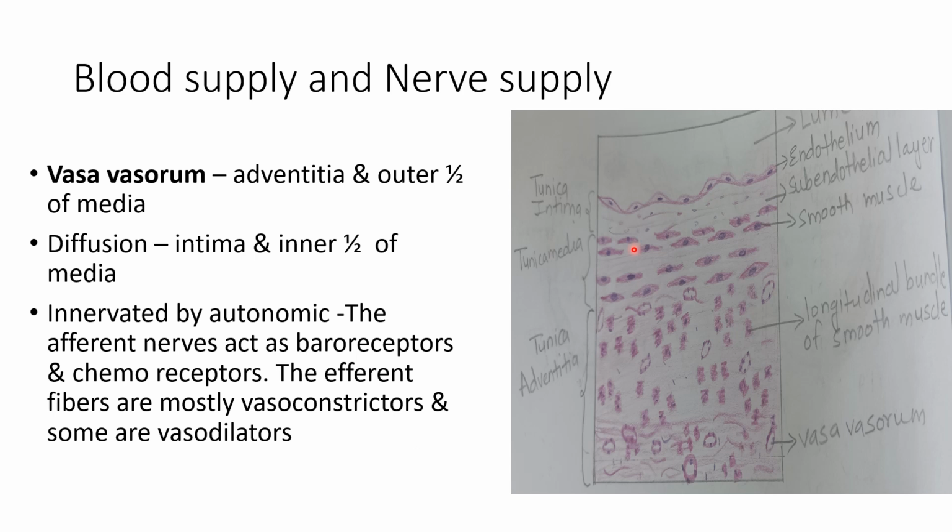So the blood supply is mainly by vasa vasorum, which supplies the tunica adventitia and outer half of the media, and blood supply by diffusion of the blood present in the lumen supplies mainly the tunica intima and half of the tunica media. Then coming to nerve innervation, it is by autonomic supply. Afferents act as baroreceptors and chemoreceptors, and efferents mostly cause vasoconstriction and some are vasodilators. Again, we have to remember that sympathetic innervation causes vasoconstriction.